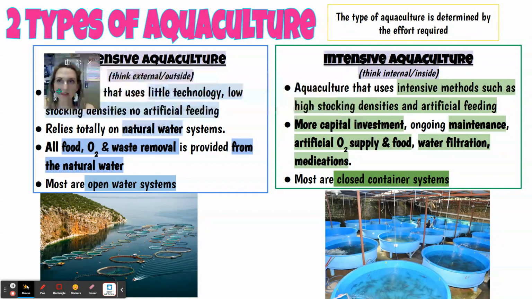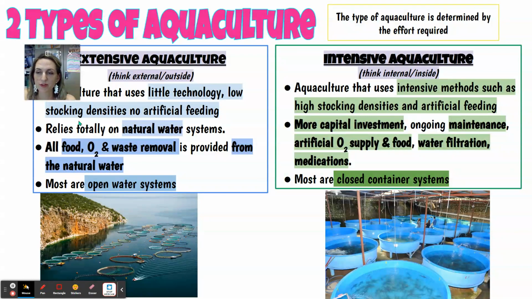These are typically referred to as open water systems. So if I say like in an open system, they're talking about it being in open water. Intensive, this is like inside, internal, and it also requires intensive work, like a lot of work to maintain this. Aquaculture has high stocking densities and artificial feeding, so it's not like they're getting fed fake things. They're getting fed actual food, but it's going to be given to them, fed to them by people.